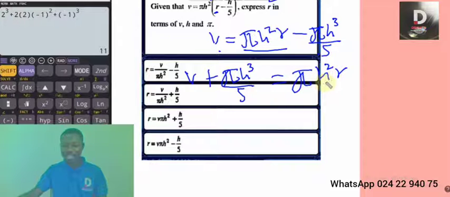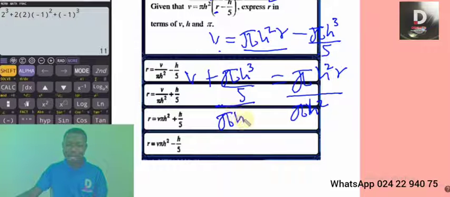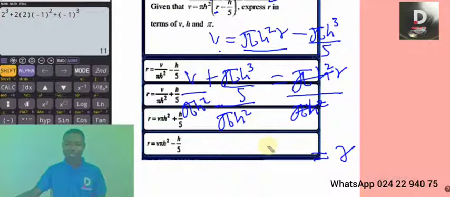Good. This is our aim. We are making r the subject. What is disturbing r here? It is pi h squared. We divide every term by the same thing, pi h squared. Now this takes care of that, making r stand alone at the side, equal to. Now, watch here carefully.